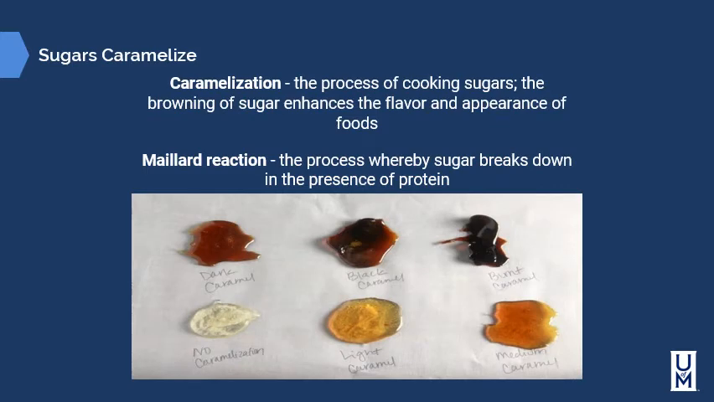Caramelization is the process of cooking sugars. The browning of sugar enhances the flavor and appearance of foods. Maillard reaction is the process whereby sugars break down in the presence of protein. The process of cooking sugars is called caramelization.